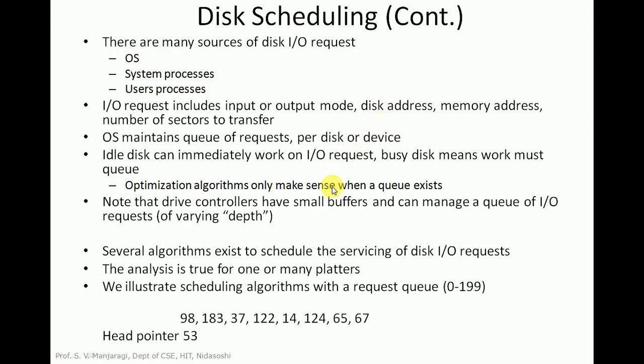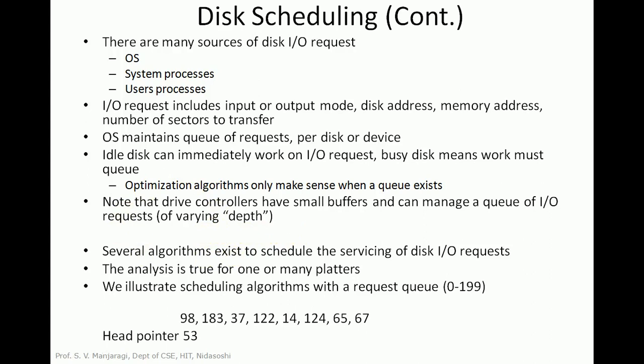The OS maintains a queue of requests, called the device queue for a disk. Whatever IO requests are made by the different processes in the system, including the operating system, system processes and user processes, will be put into this request queue by the operating system. If the disk is idle, then it is immediately made available to the process. It means the IO request will be served immediately if the disk is idle. If the disk is busy, then the request will be put onto the queue. Here we need to note that drive controllers have small buffers and can manage a queue of IO requests.